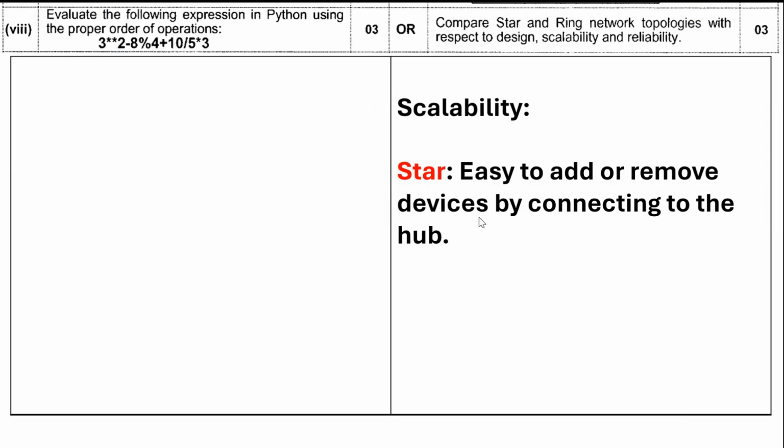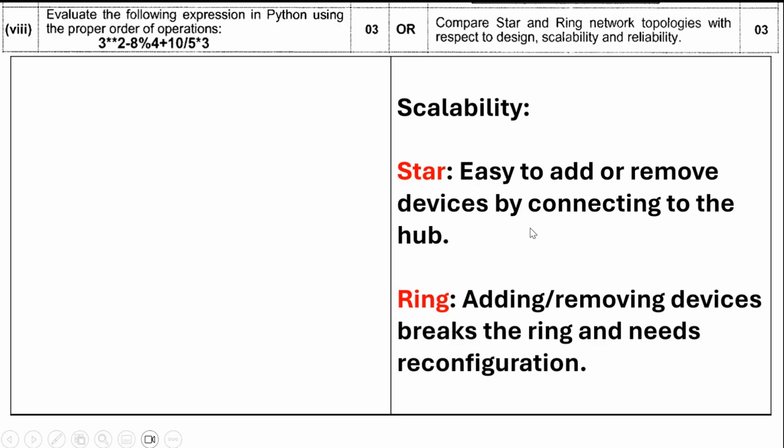Next point is scalability. Scalability means you can easily increase the size. In a star it is easy to add or remove devices by connecting to the hub, because there is a central hub. As long as the hub has the capacity to connect more devices, you can connect them. While in ring topology, adding or removing devices breaks the ring and needs reconfiguration, because it is closed like a ring shape. Once you want to add a new node, you first have to disconnect that configuration, and then reconfigure all the devices in the form of a ring topology.